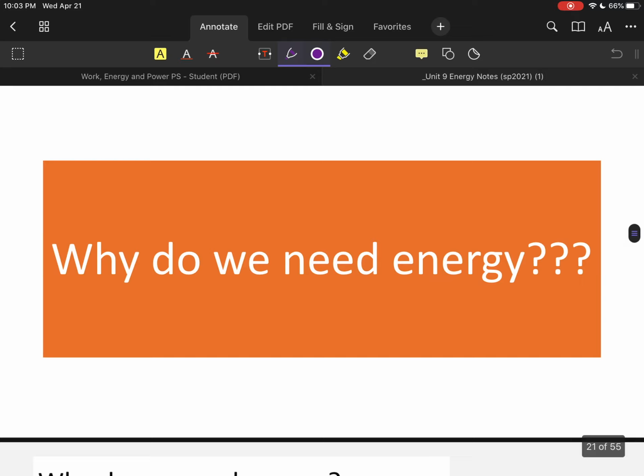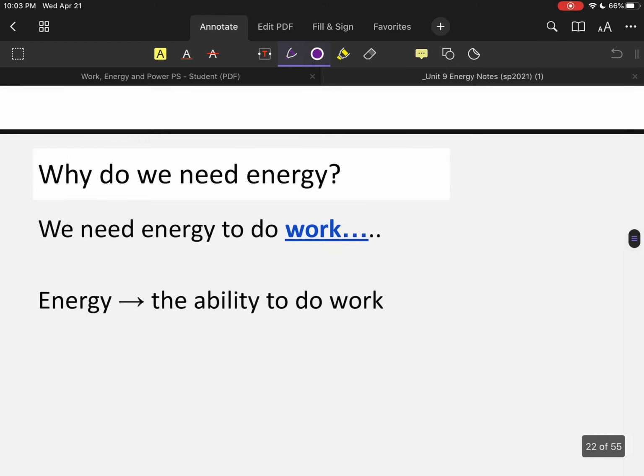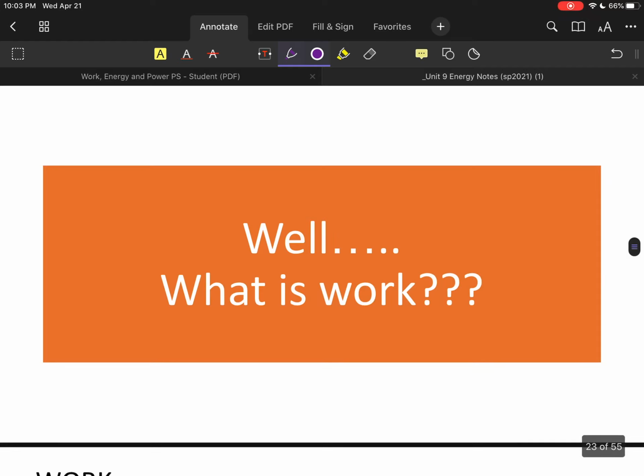So why do we need energy? We've been talking about this over the last few days. Remember, energy is just the ability to do work. If you're really tired and you haven't eaten anything lately, you don't have a lot of energy to get up and do stuff. You have to eat some protein, a protein bar, a snack, some dinner. Just like you think, if you want to do things, you need energy.